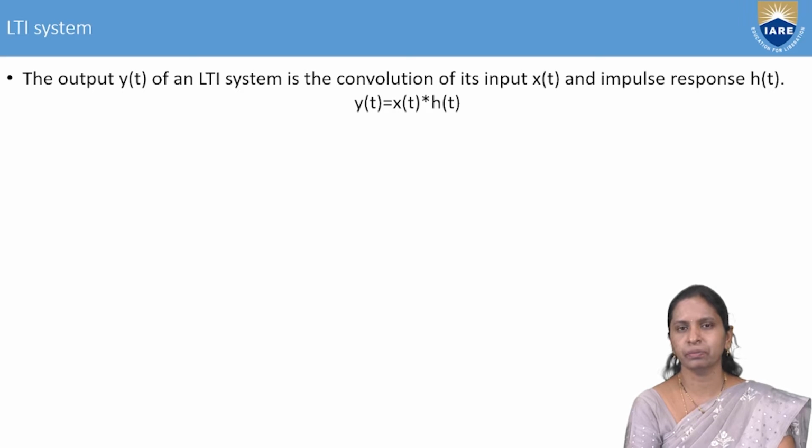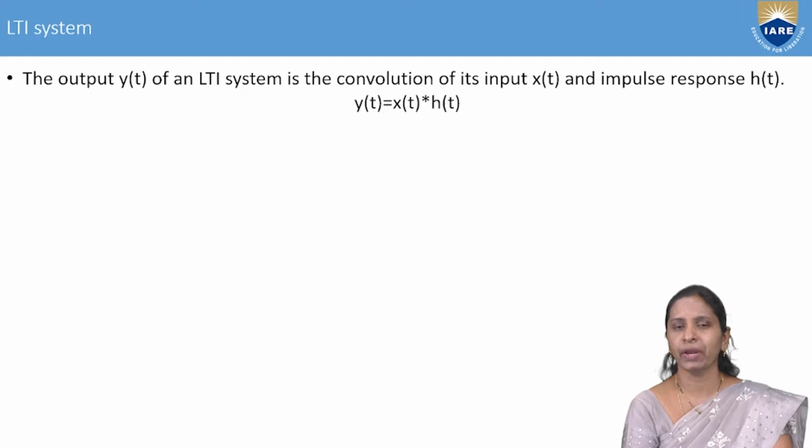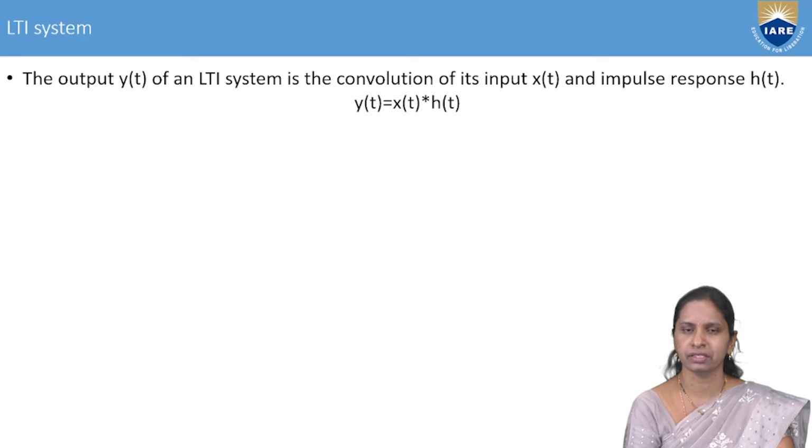A system is said to be linear time invariant if it satisfies both the linearity property as well as the time invariant property. Now, how can you say that a system is a linear system? A system is said to be linear if it is satisfying both homogeneity and the superposition principle, or else one more definition for a linear system is if the response of a weighted sum of inputs is equal to the sum of its weighted responses, then the system is said to be linear.